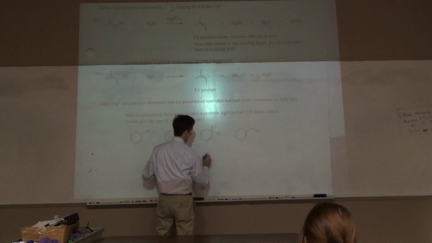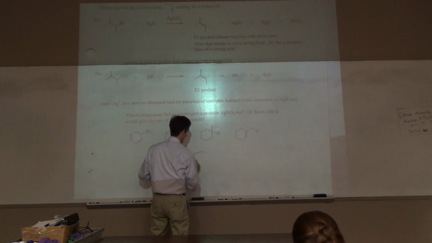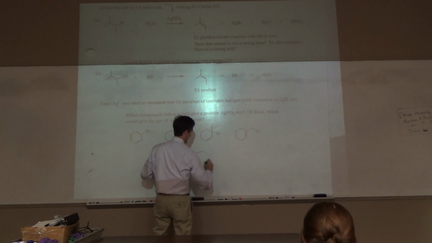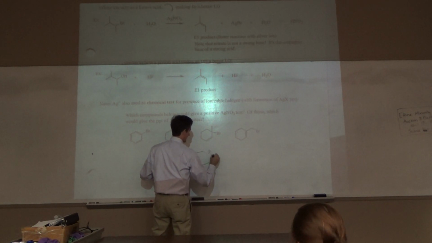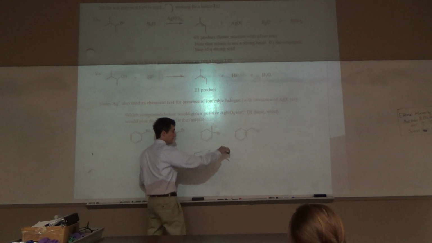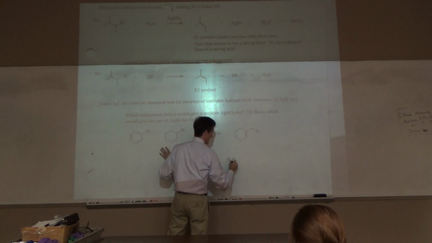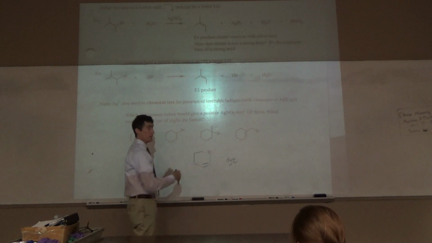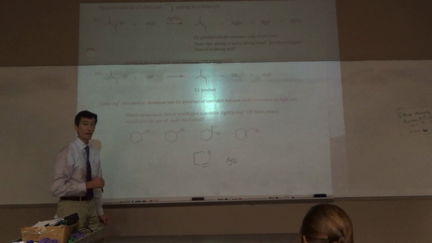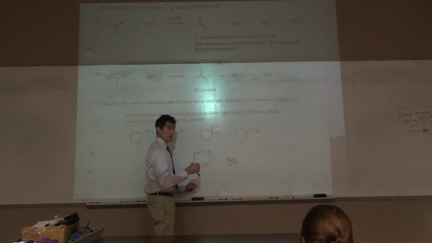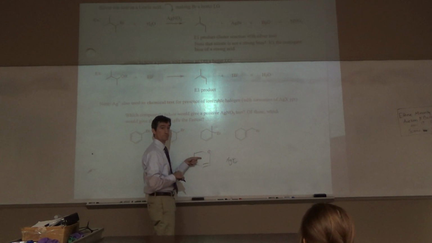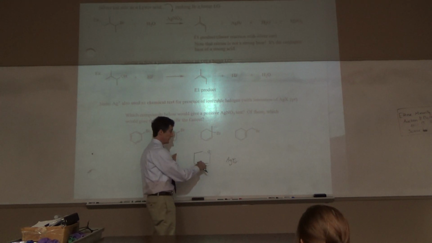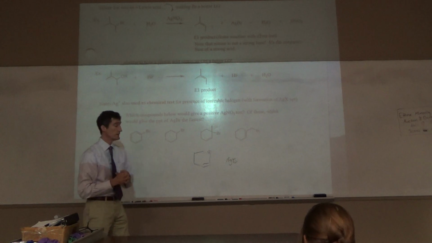Once we make the silver halide, what are we going to be left with? The bromine leaves, Br minus leaves, teams up with the silver plus, and we're left with a carbocation, right? Do you expect that this bromine is ionizable? Is it going to leave and form this? It's a tertiary cation. Not only is it tertiary, it's resonance stabilized. It's a very good cation. Yes, it's going to do that.